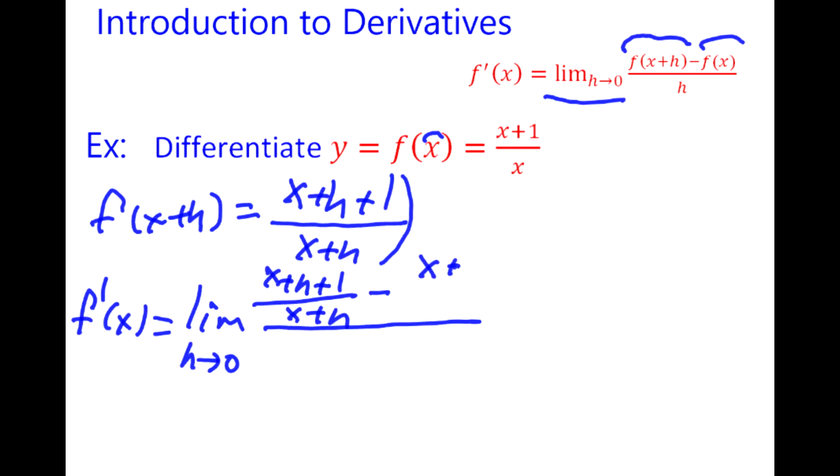Then we will have, instead of f of x plus h, we will put this function. So we're going to have x plus h plus 1 divided by x plus h, guys, minus f of x, which is x plus 1 divided by x, and divided by h, guys. As you can see, in the numerator part, we have two fractions and their denominators are different.